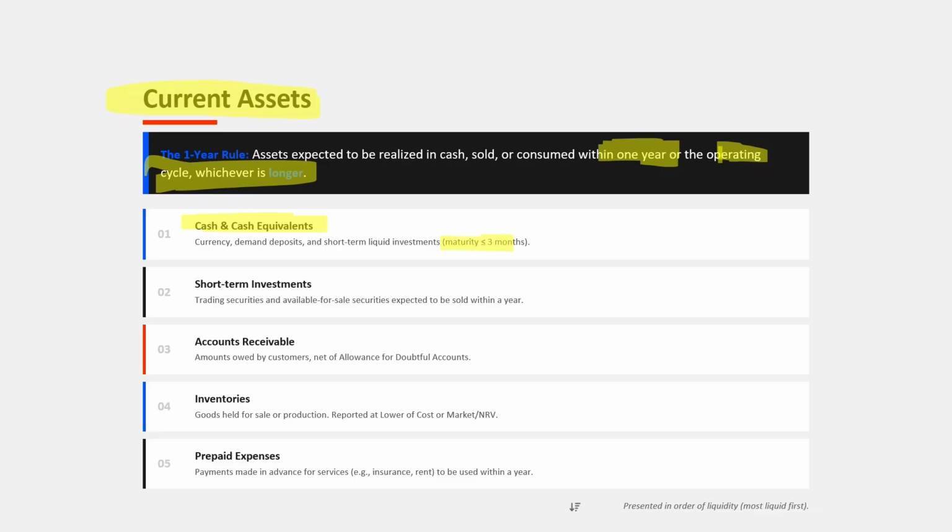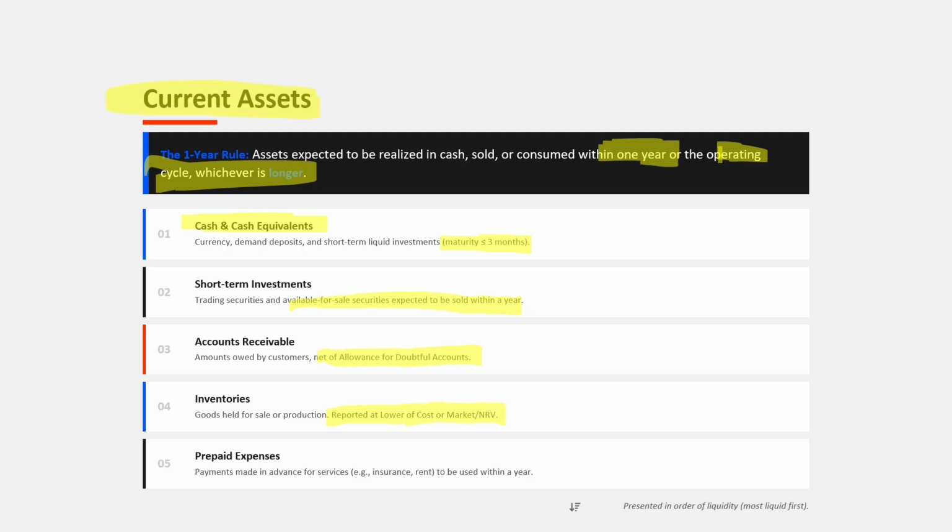They will mature in less than 3 months. Our short-term investments are available for sale, expected to be sold within 1 year. Accounts receivable is a current asset, but net of allowance for doubtful accounts. Inventories are a current asset, reported at lower of cost or market.